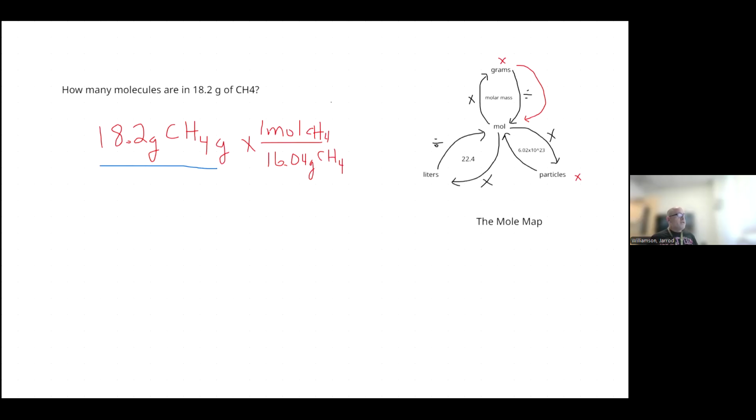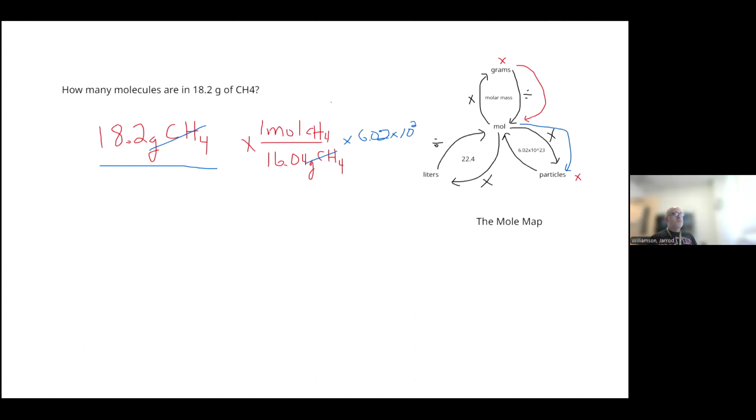I've now converted it. I don't know why I got an extra G here. I've now converted it from grams of methane to moles of methane. But to go from moles of methane to numbers of particles, I have to multiply by Avogadro's number. So I got to multiply by 6.02 times 10 to the 23rd.